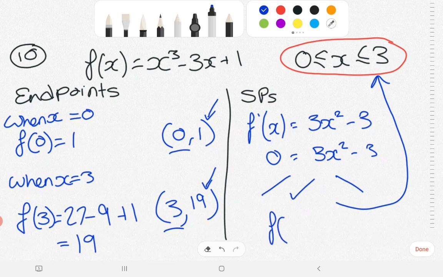So you'll then work out f of that number and get another number. And remember, that'll be your y coordinate. So these 3 y coordinates, the 1, the 19, and whatever you get with your stationary point, are the things that you have to compare. You have to find the maximum one, and you have to find the minimum one, and then state what x's they occur at.